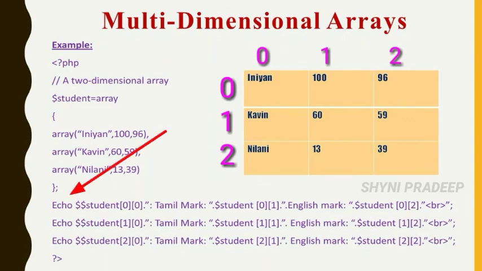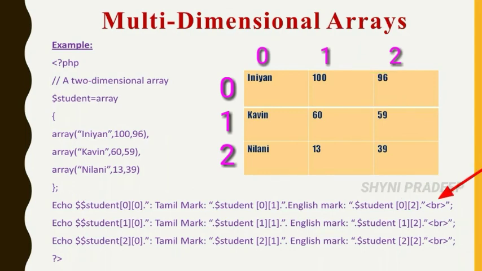See this program, echo student 0 0. See the index value 0 0. What is that? Indian. And next Tamil mark, student 0 1. So which value is present at the 0 1 index position? 100. And next English mark, student 0 2. Which value is present at the 0 2 index position? 96. So it will be printed on the output screen.